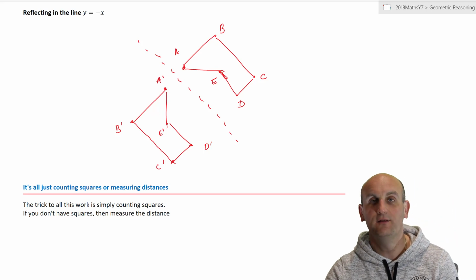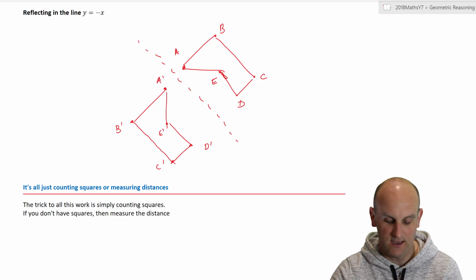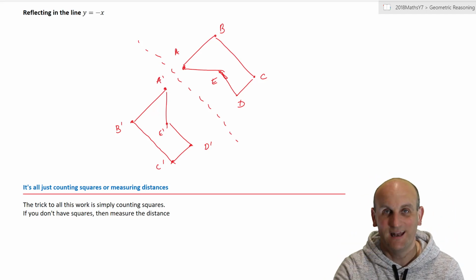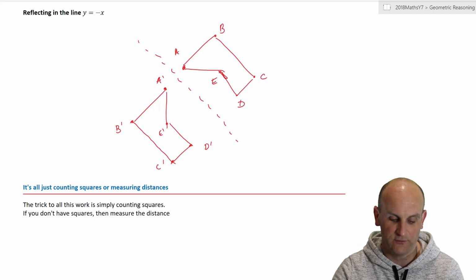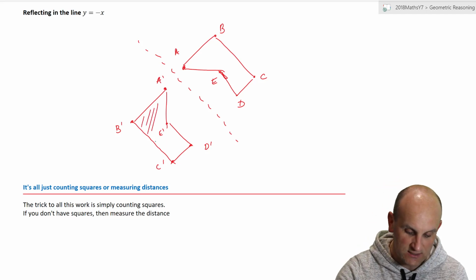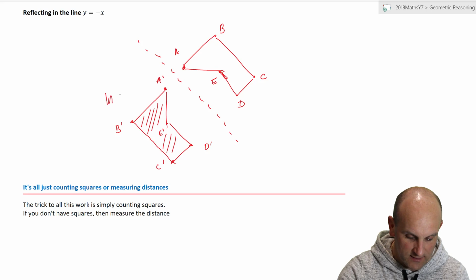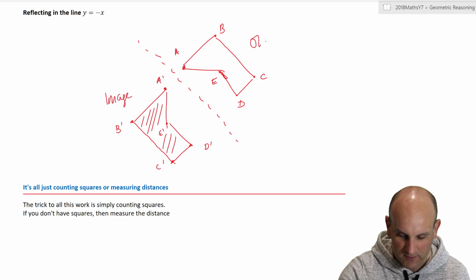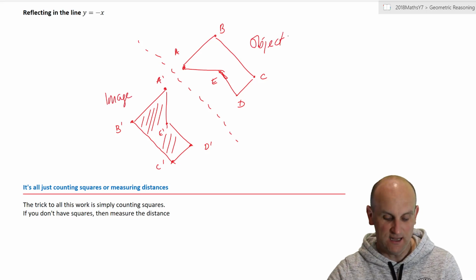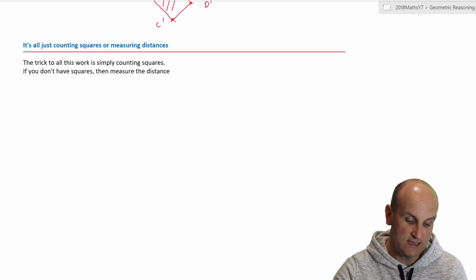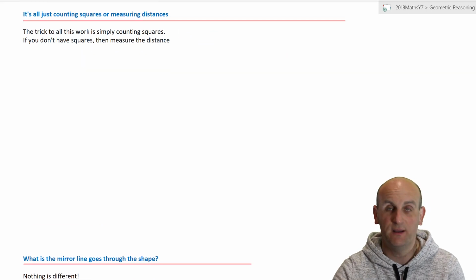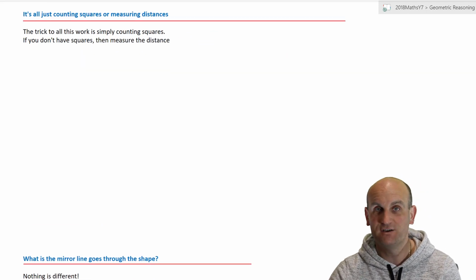And again, I know this is challenging because I'm using sort of a stylus and bits and pieces. But again, you can do this with your squares and just count squares. But once again, let's just shade this in. This one here is my image. And this one here is my object. And really, there's nothing more to this than, as I say here, it's just about counting squares and measuring distances.